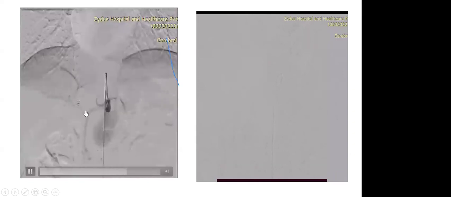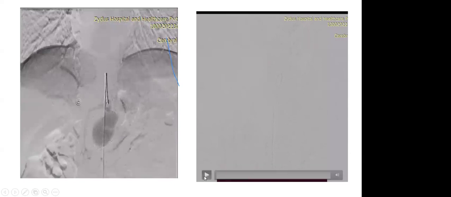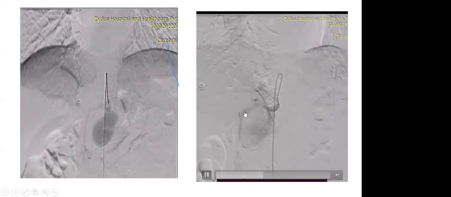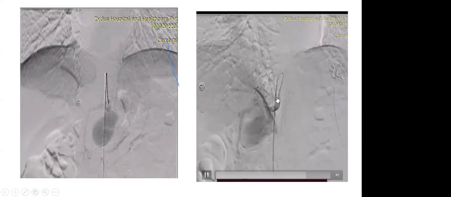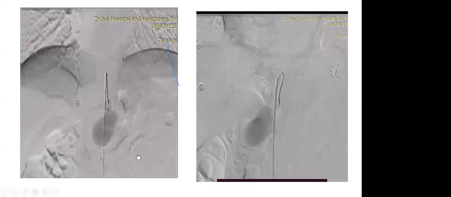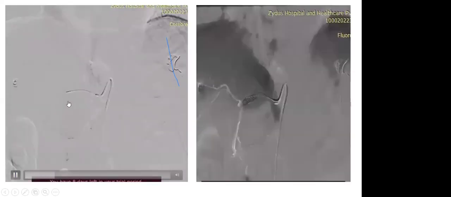So this is the first angiogram. This is the GDA, this is the right hepatic artery, and this is the pseudoaneurysm from the celiac trunk. Here is the pseudoaneurysm, GDA, celiac trunk. This is the left hepatic. The upper one is the left hepatic artery, and this is the left gastric also going from that area. So I confirmed that this is the GDA, right hepatic.